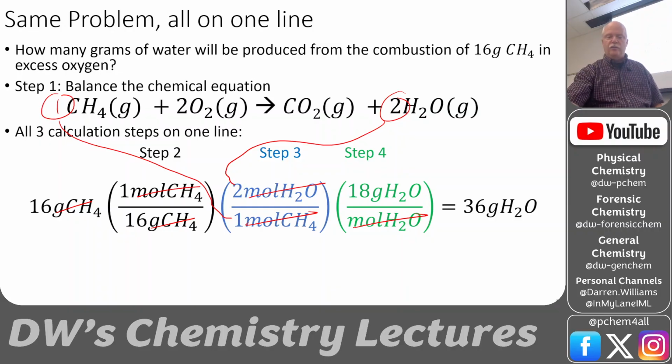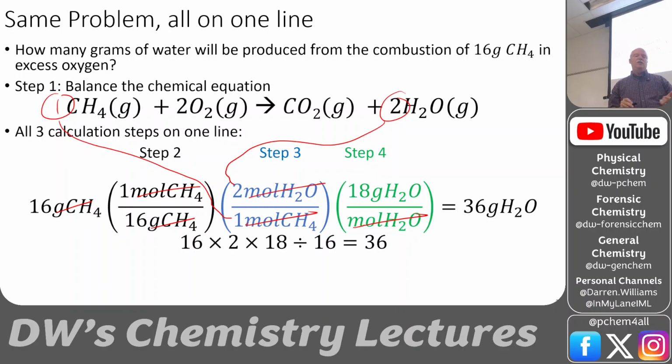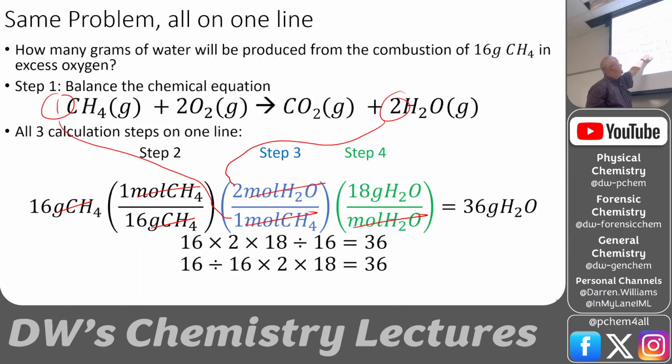Maybe you've seen it done this way. Now here's one thing that students get sort of upset about, and they don't really think about it. What order do I do the multiplication and the division? And because multiplication and division are what we call commutative, it doesn't matter. So you could do this 16 times 2 on your calculator times 18, and then divide by this 16 at the end, and you get 36. And prove this to yourself. You could also do the 16 and divide by 16 right away, and then multiply by 2, and then multiply by 18. You get the same answer. So it doesn't matter which order you do these in.